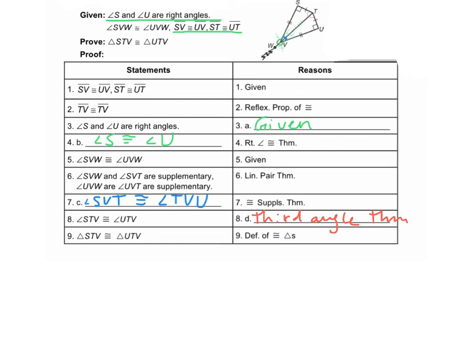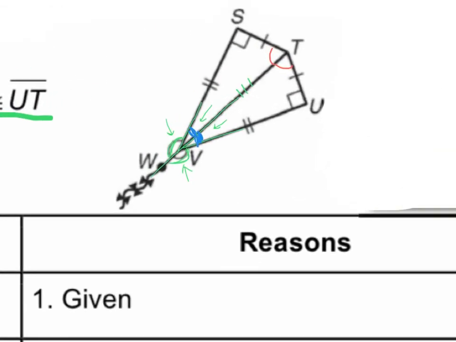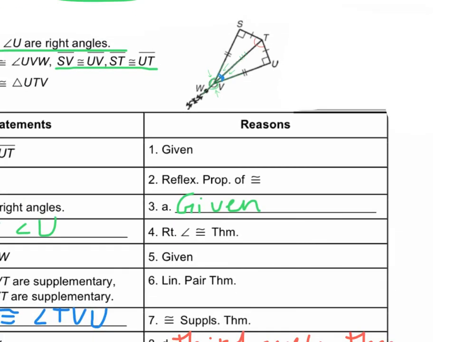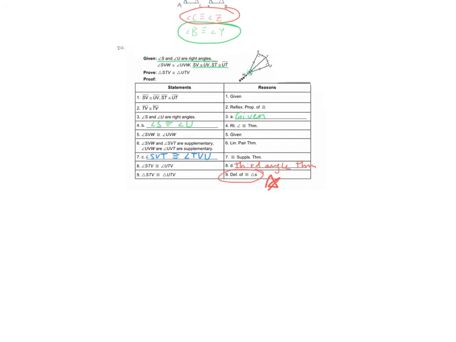So our last step says that triangle STV is congruent to triangle UTV. And this is the definition of congruent triangles. Remember, the definition of congruent triangles says that if all the corresponding parts of one triangle are congruent to all the other corresponding parts of another, then the two triangles are congruent. You need to know this for your tests too.